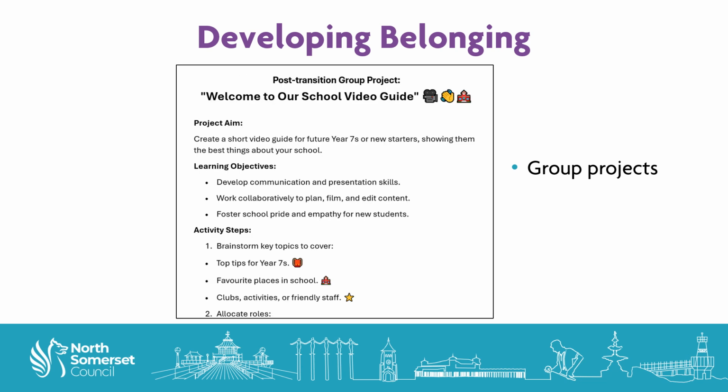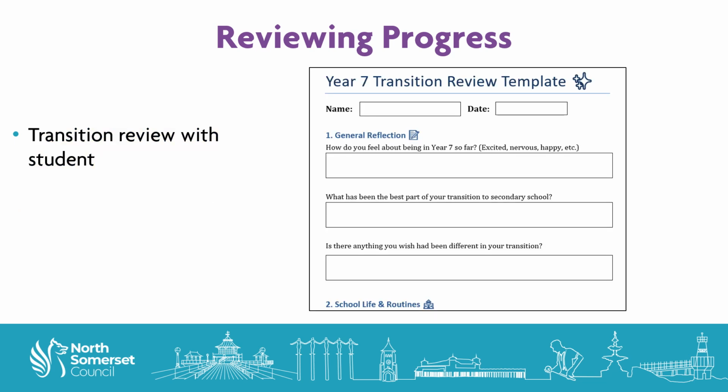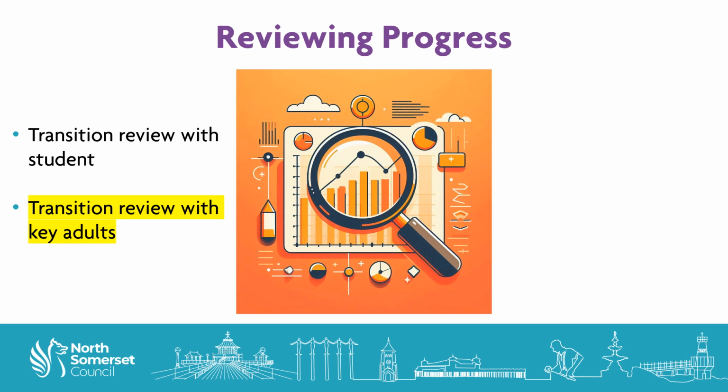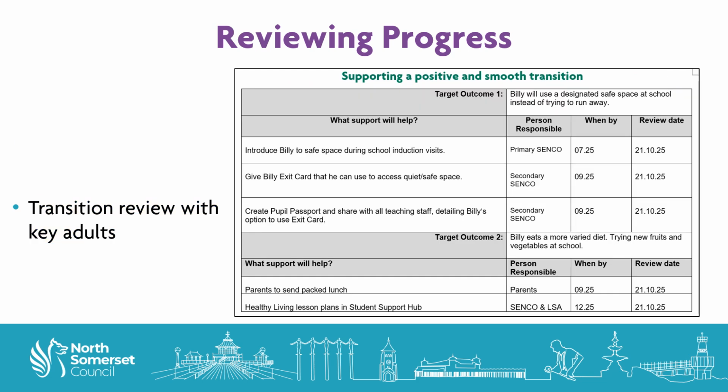The next aspect of consolidating a great transition is the review of progress. The purpose of these reviews is to identify any missing pieces or unmet needs that will help the young person settle into a new setting. We might carry out a review directly with an individual student, or we might carry out a more formal review as part of a transition planning and review meeting process, which involves a planning meeting in the student's final term at their current school and a review meeting in their first term at their new school.